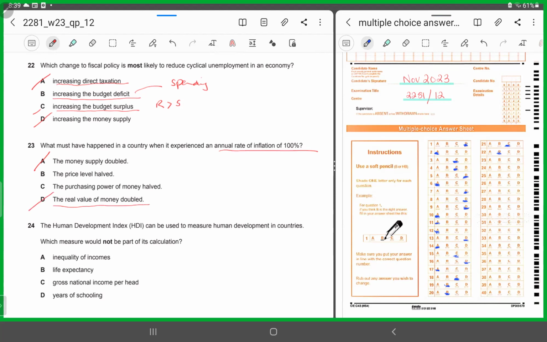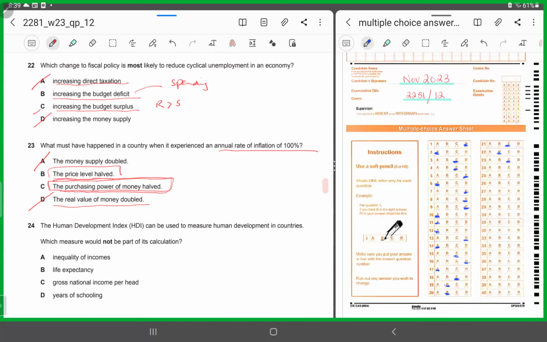B and C. The price level halved. The purchasing power of money halved. The price level halved. The annual rate of inflation is 100%. How can the price level halve? The purchasing power of money halved. The value of money is falling. It has to be C.